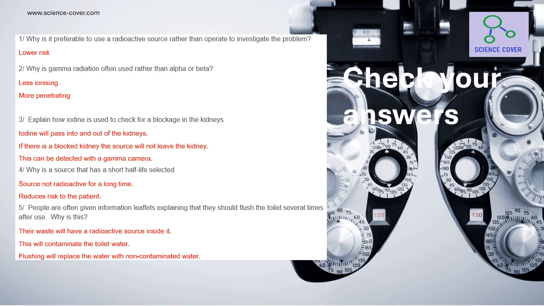Why is a source that has a short half-life selected? This is so that the source is not radioactive for a long time, and that reduces the risk to the patient. People are often given information leaflets explaining they should flush the toilet several times after use. Why is this? Their waste will have radioactive source inside it, and this will contaminate the toilet water. And flushing the water will replace the water with non-contaminated water.